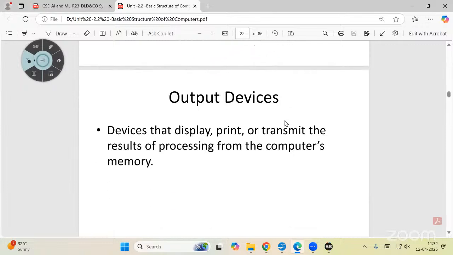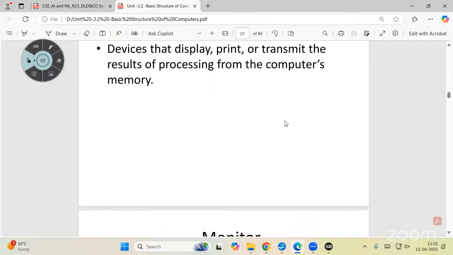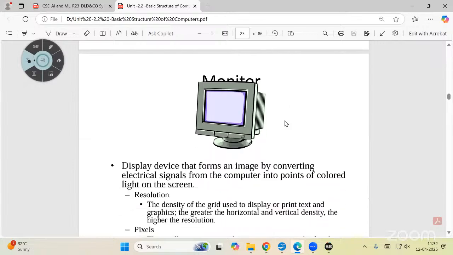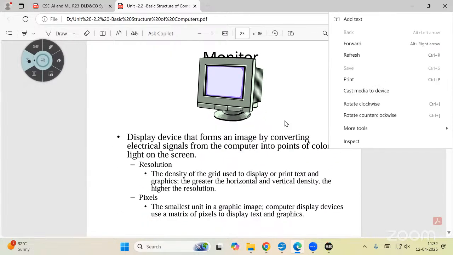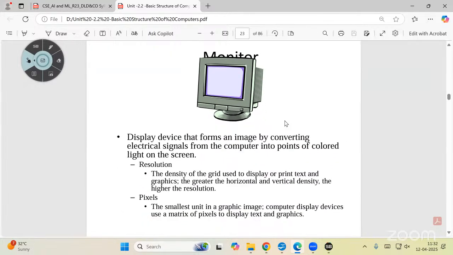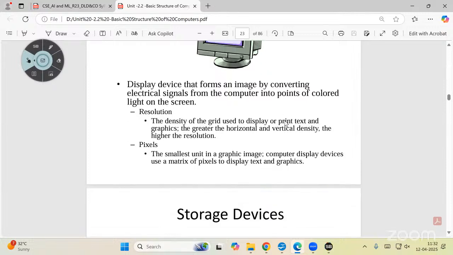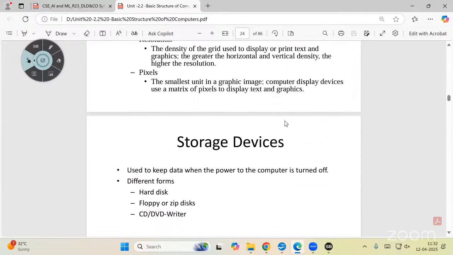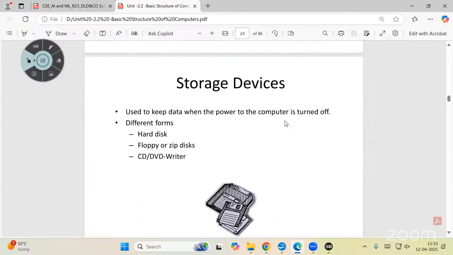Next, the output device is a monitor. With the output device we can see the outputs, to watch films or to watch the output of any application software program. Next, the storage device.